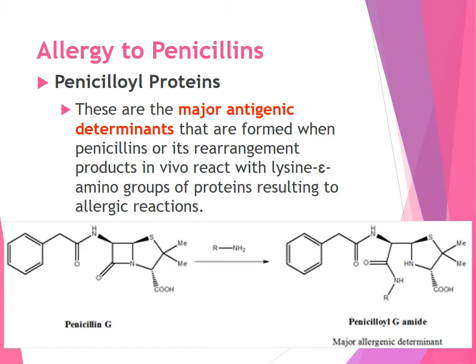Next, allergy to penicillin. The major antigenic determinant for the allergy to penicillin is the penicilloyl protein. These proteins are formed when penicillins or its rearrangement products in vivo react with lysine amino groups of proteins, resulting in allergic reaction. Again, the major allergic determinant of penicillin is your penicilloyl G-amide or your penicilloyl proteins.